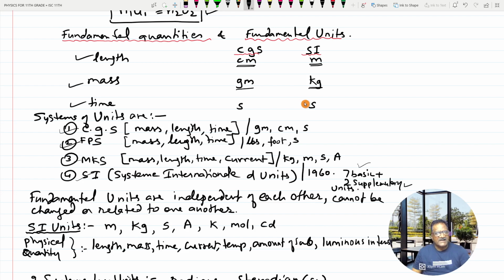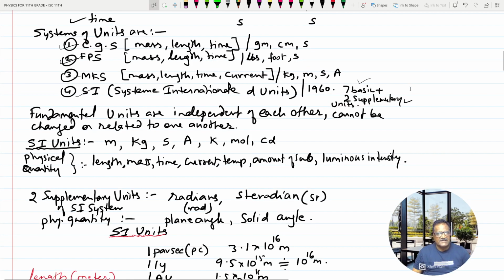Now, fundamental units are independent of each other. That is, they cannot be changed or related to one another. That is why they are known as fundamental units. So what are the fundamental units? Gram, centimeter, second, or kilogram, meter, second, ampere, foot, pound. All these are fundamental units. They cannot be mixed with each other, they are independent of each other, and they cannot be combined together. Now coming to SI units, which are universally accepted since 1960.